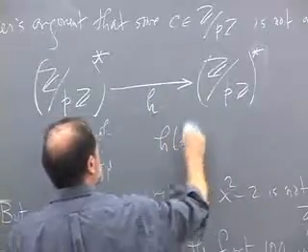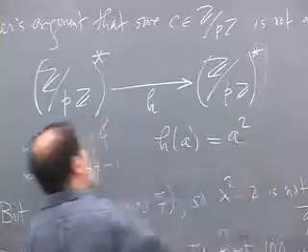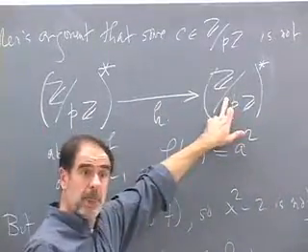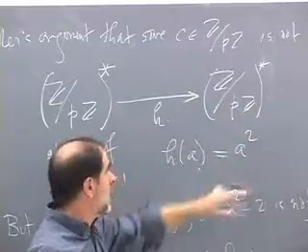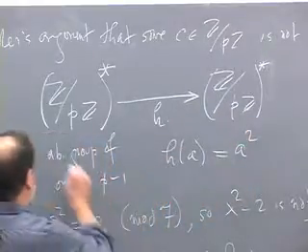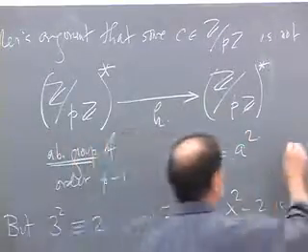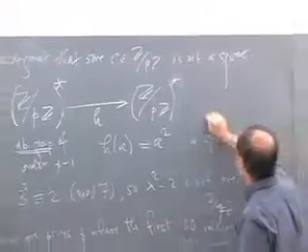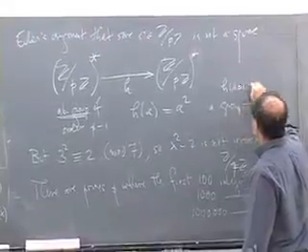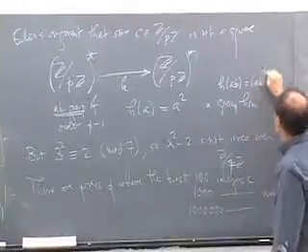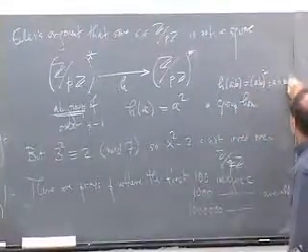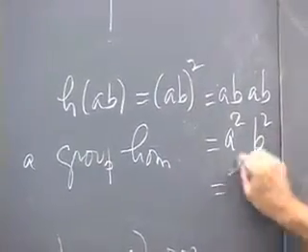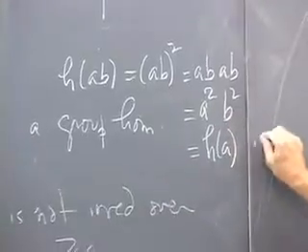H of A is equal to A squared. So you take every element and you map it to its square. Now that is a group homomorphism because you're in an abelian group. H of AB, which is AB squared, is AB times AB, and since we're in an abelian group, that can be written as A squared times B squared, which is H of A times H of B.